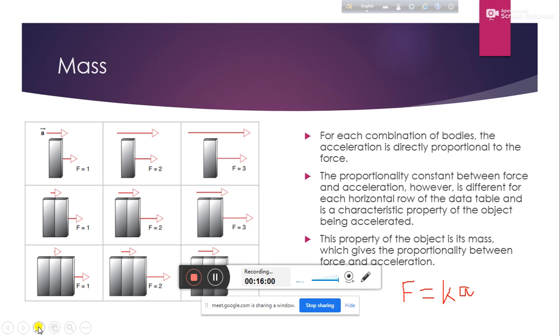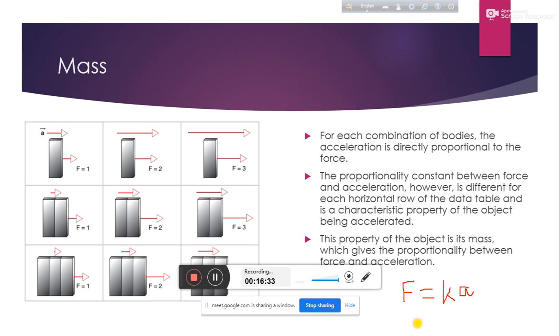Where F is the force and A is the acceleration, and what K is we don't know. So what the constant of proportionality is, we don't know. Now the property of the object, let us call it mass, gives the proportionality constant between the force and the acceleration. So K, mass, is nothing but F by A.